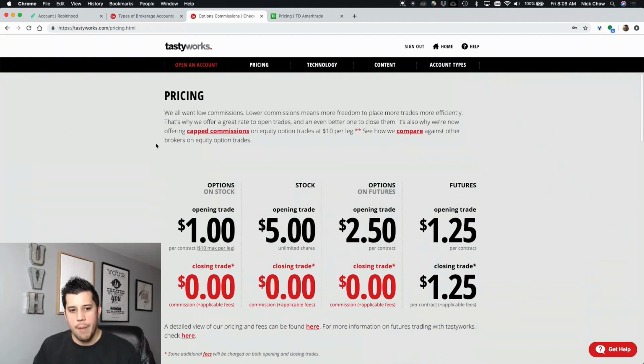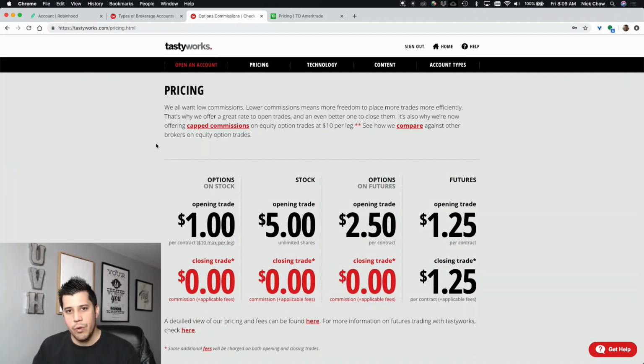To recap, you can get around the PDT rule by having a cash account. However, you need cash to back up the trades. You can't just do unlimited trades, buying and selling and having the same buying power. That's not how it works. That's how a margin account works, because they lend you the money to cover the settlement period.